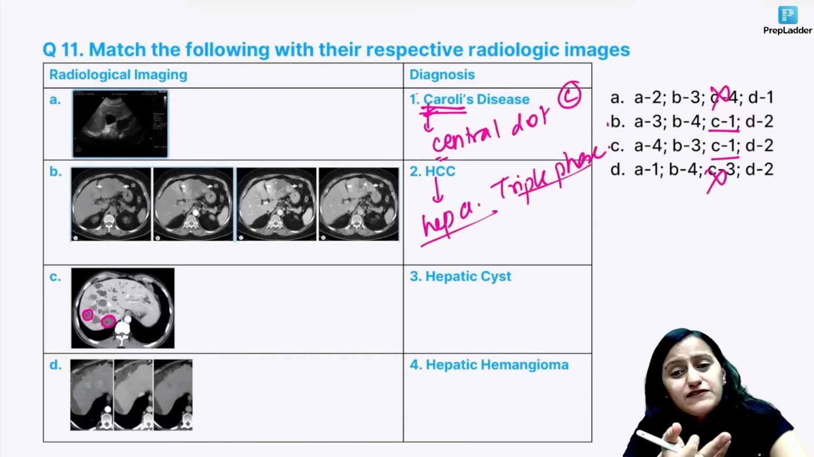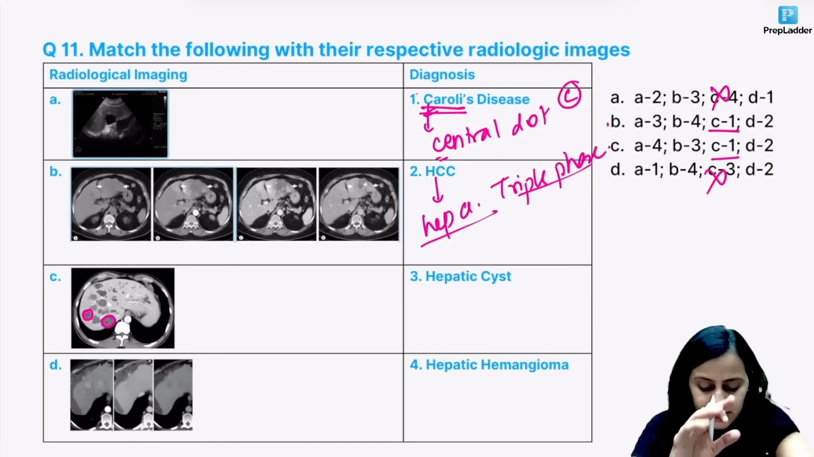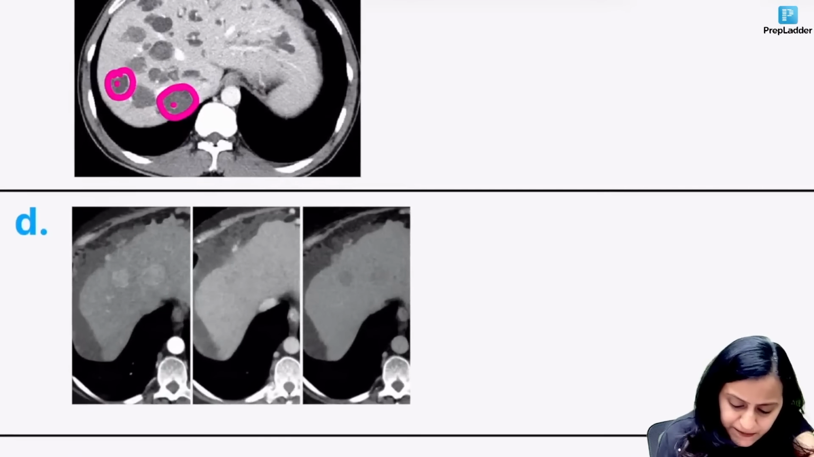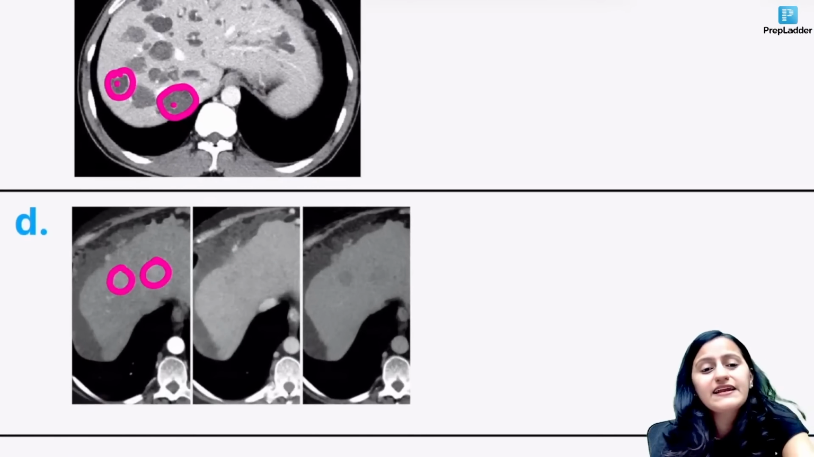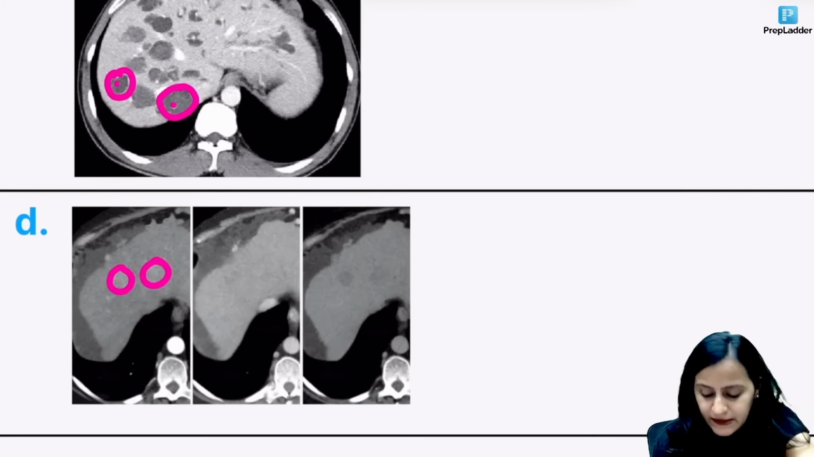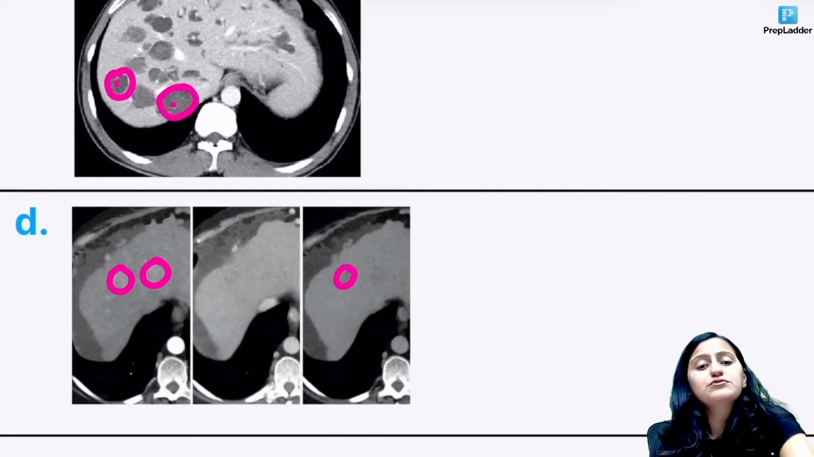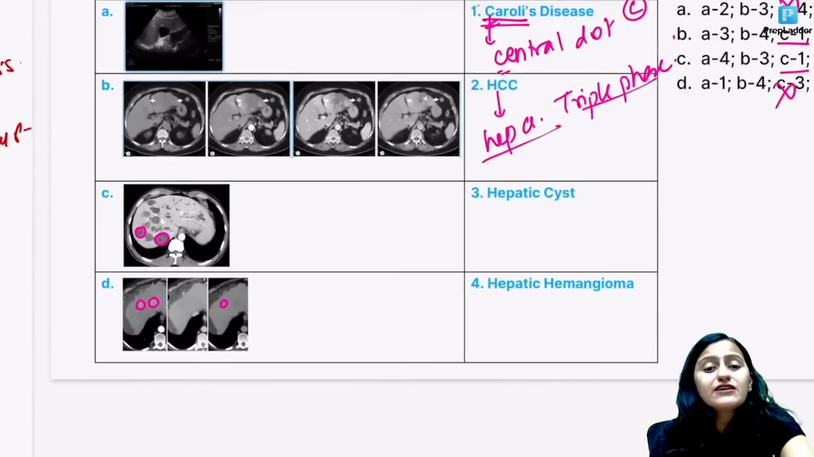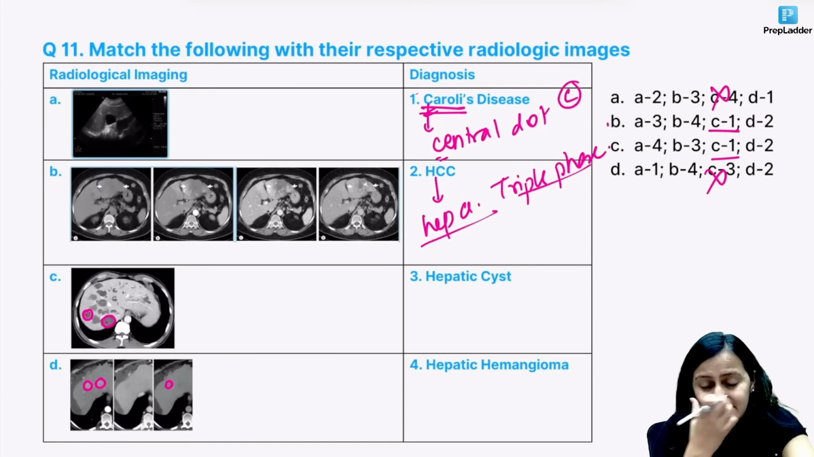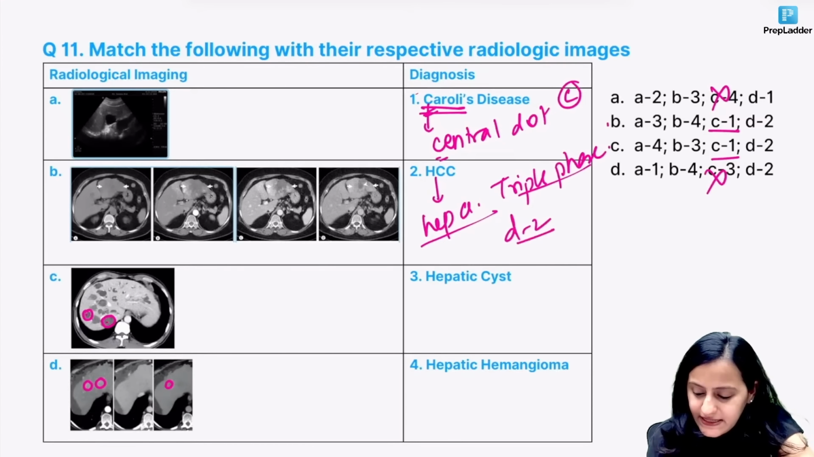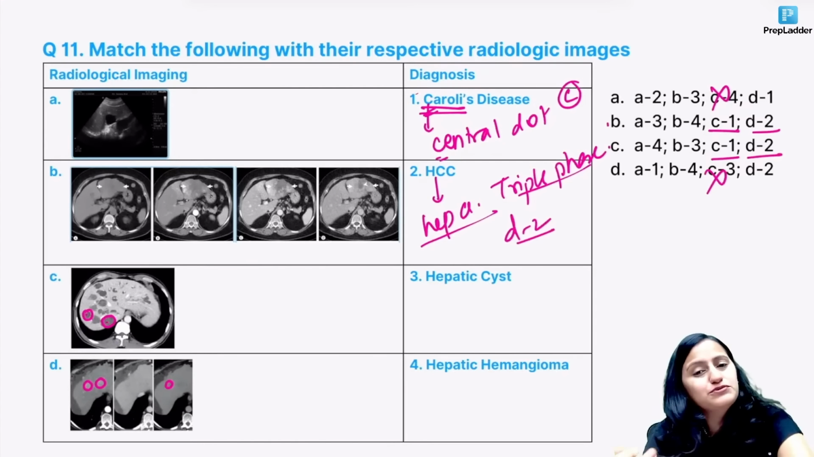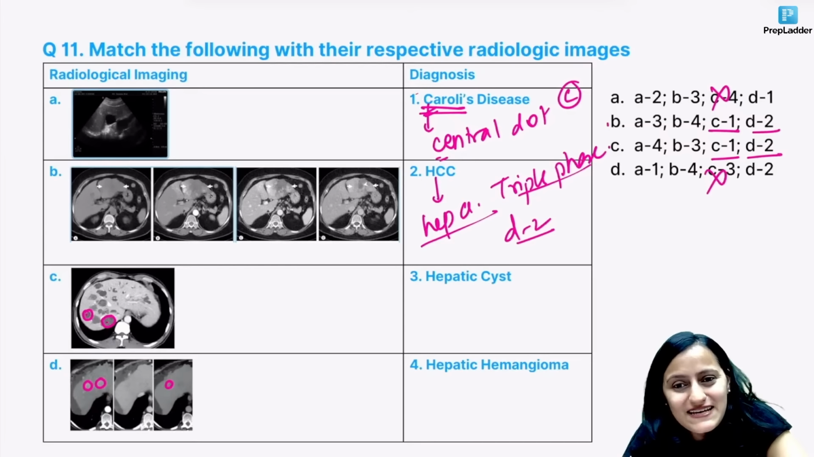So when the rest of the liver enhances, this becomes dark. So this is what you see in image D. These are early arterial enhancing lesions that you are seeing, and they are dark as compared to the rest of the liver. That means they are showing washout. So HCC, D is going to be second. Okay, D2, that is what is given in option B and C as well.